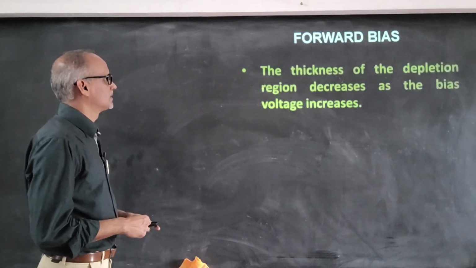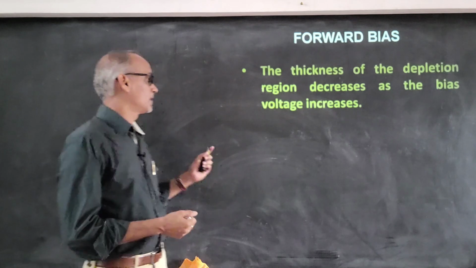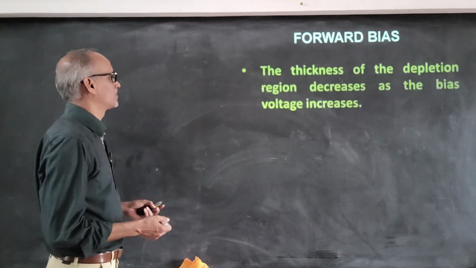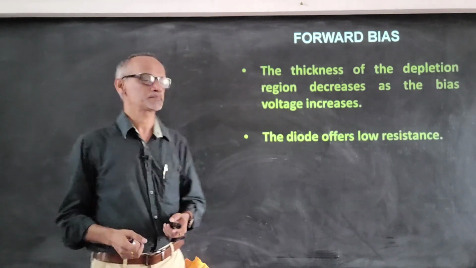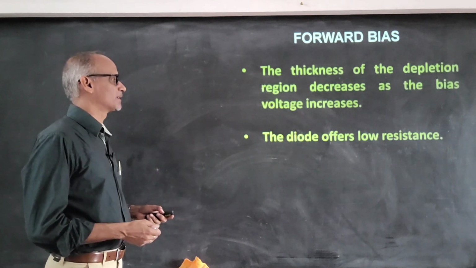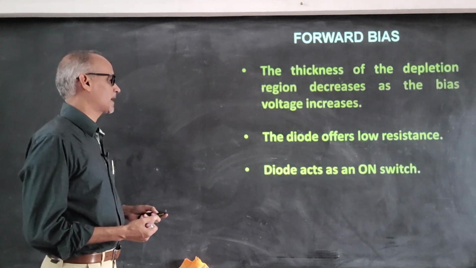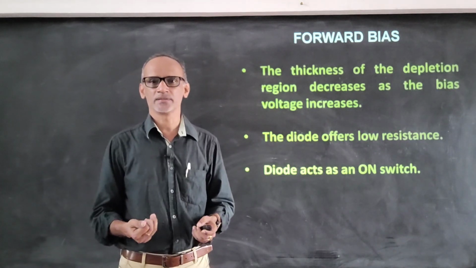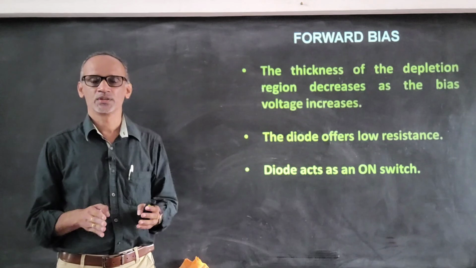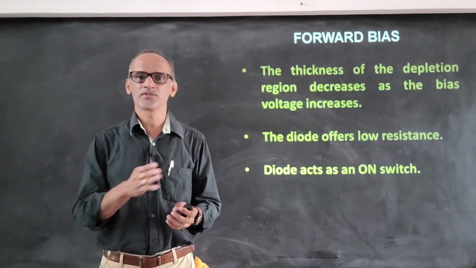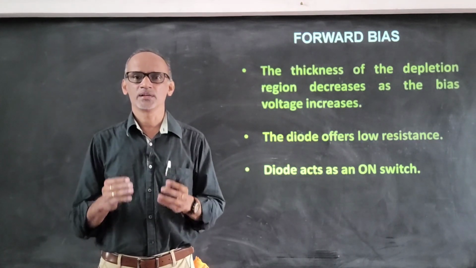The other difference is that in forward bias the thickness of the depletion region decreases as the bias voltage increases, and in reverse bias the thickness of the depletion region increases as the bias voltage increases. In forward bias the diode offers very low resistance, whereas in reverse bias the diode offers high resistance. The diode acts as an on switch because it conducts in forward bias, whereas in reverse bias the diode acts as an off switch. A resistor is a device which conducts equally in either direction, whereas the diode is one which has a unidirectional property.